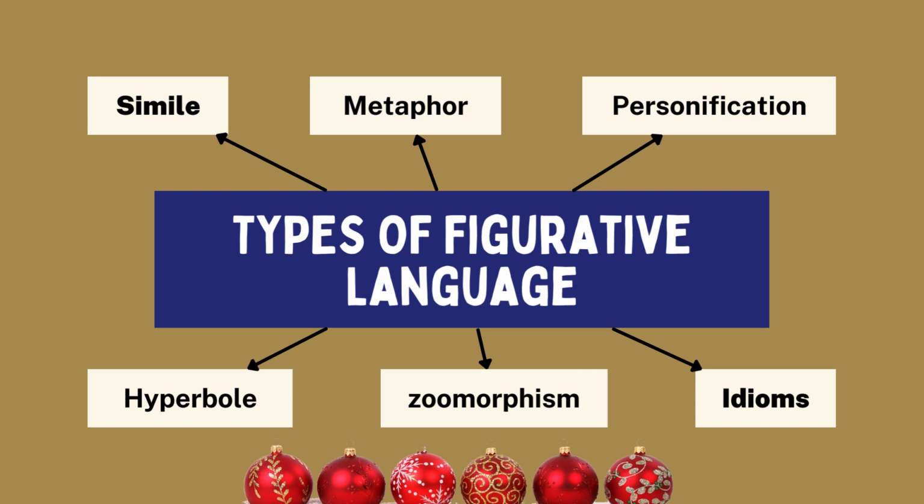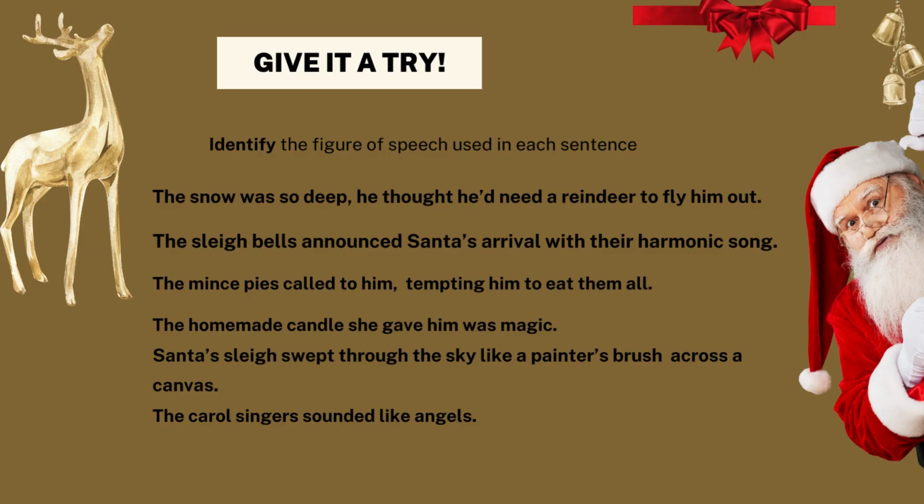So types of figurative language: simile, metaphor, personification, you remember these, hyperbole, zoomorphism, and also there are idioms. Now I've got a whole separate video on idioms, so while I've listed it here, I'm not going to be covering it on the next challenge. On the next challenge, we're looking for either zoomorphism, hyperbole, metaphor, personification, or simile. So let's see if you can spot them here. Okay, give it a try.